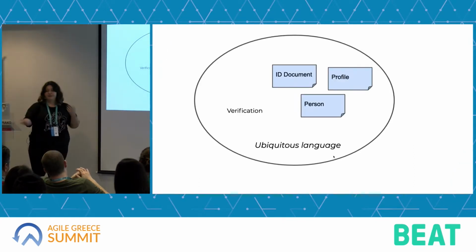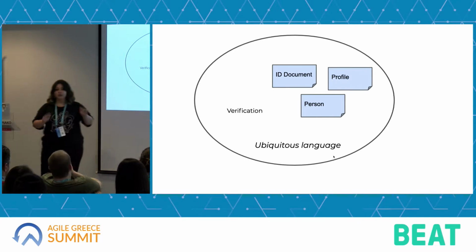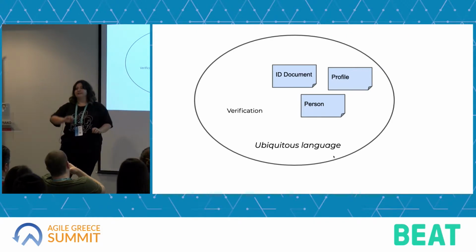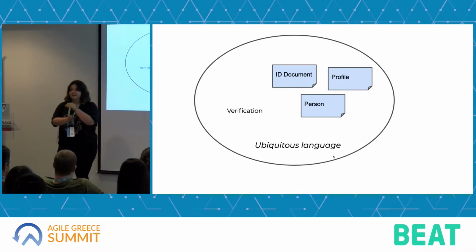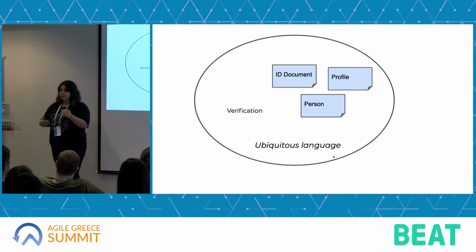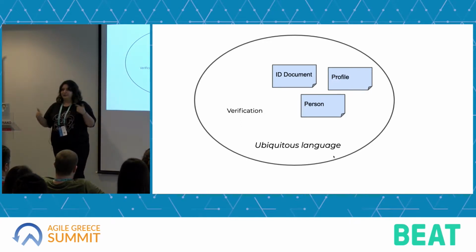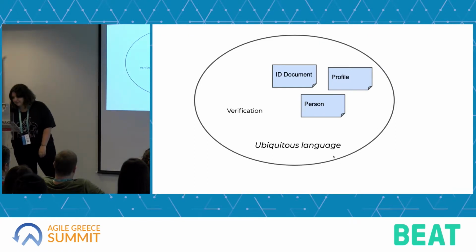For example, in verification, we have to know that ID document is the ID document. Everyone who says ID document means the ID document, not the address proof. Making these definitions inside of your contexts is very important, because without them, it is very hard to understand each other. You basically speak different terms, and you use different terms for representing the same contexts.